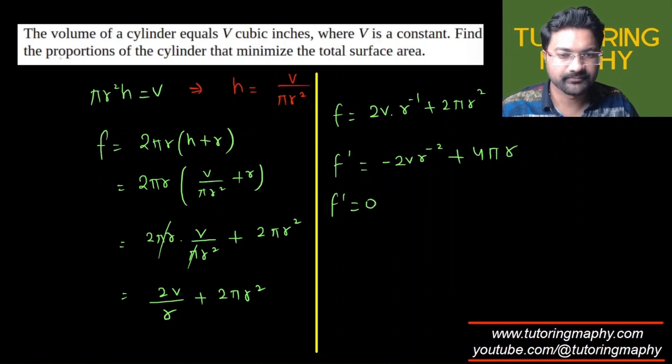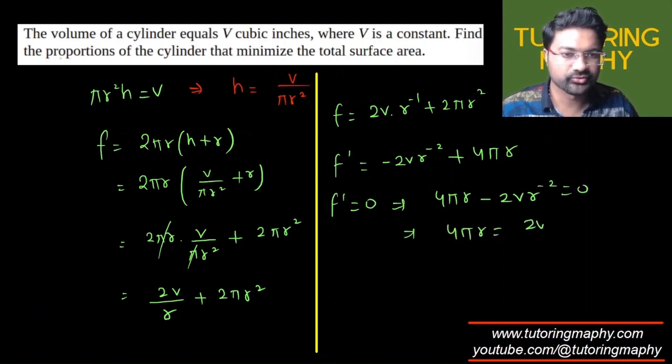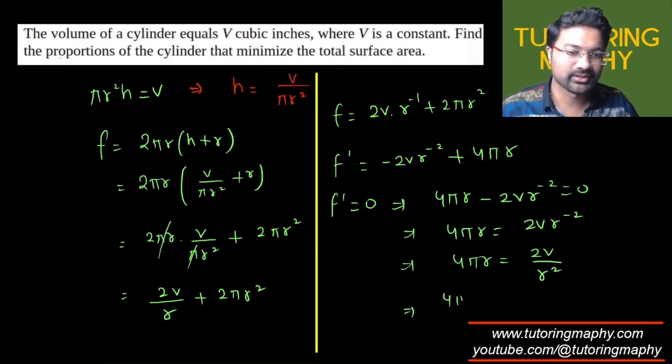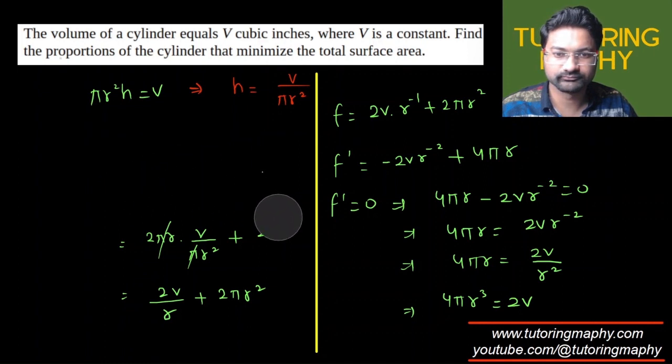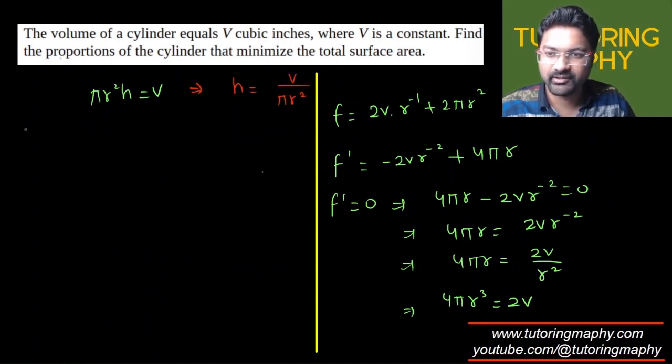f prime should be 0, which means that 4 pi r minus 2V r raised to minus 2 is 0, which means that 4 pi r should be equal to 2V r raised to minus 2, which means that 4 pi r is equal to 2V over r squared. Too many steps. I'm going to multiply both sides by r squared, so 4 pi r cubed is equal to 2V. Let's clear this up. Which means that r cubed is equal to 2V over 4 pi.